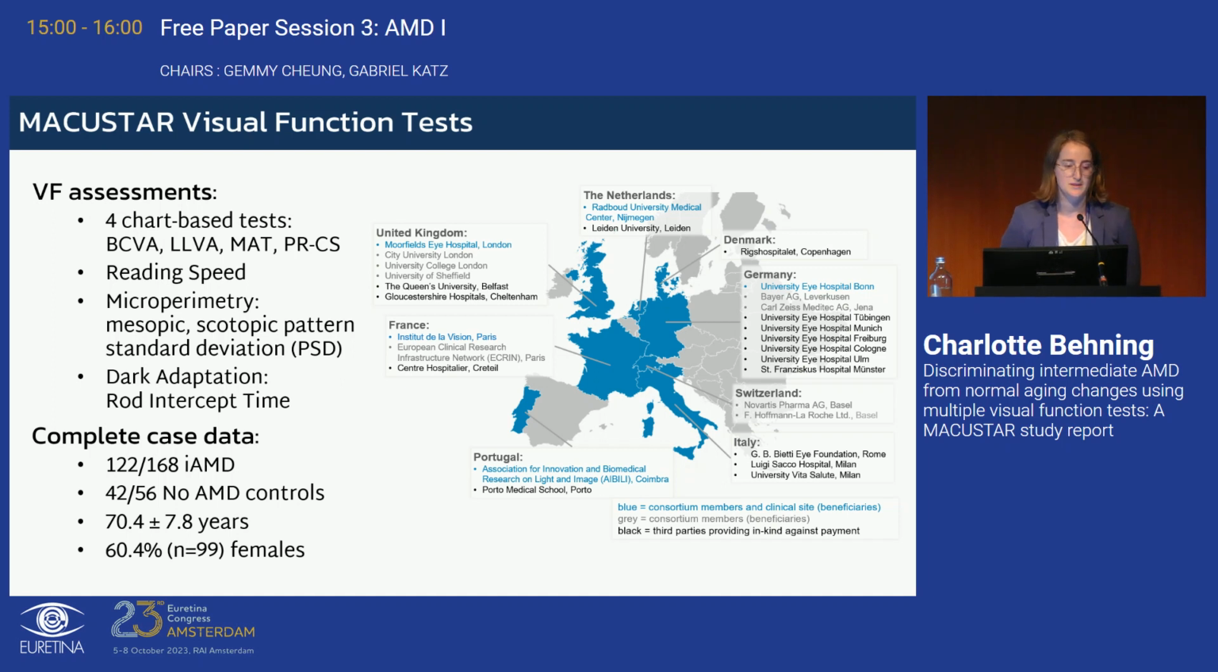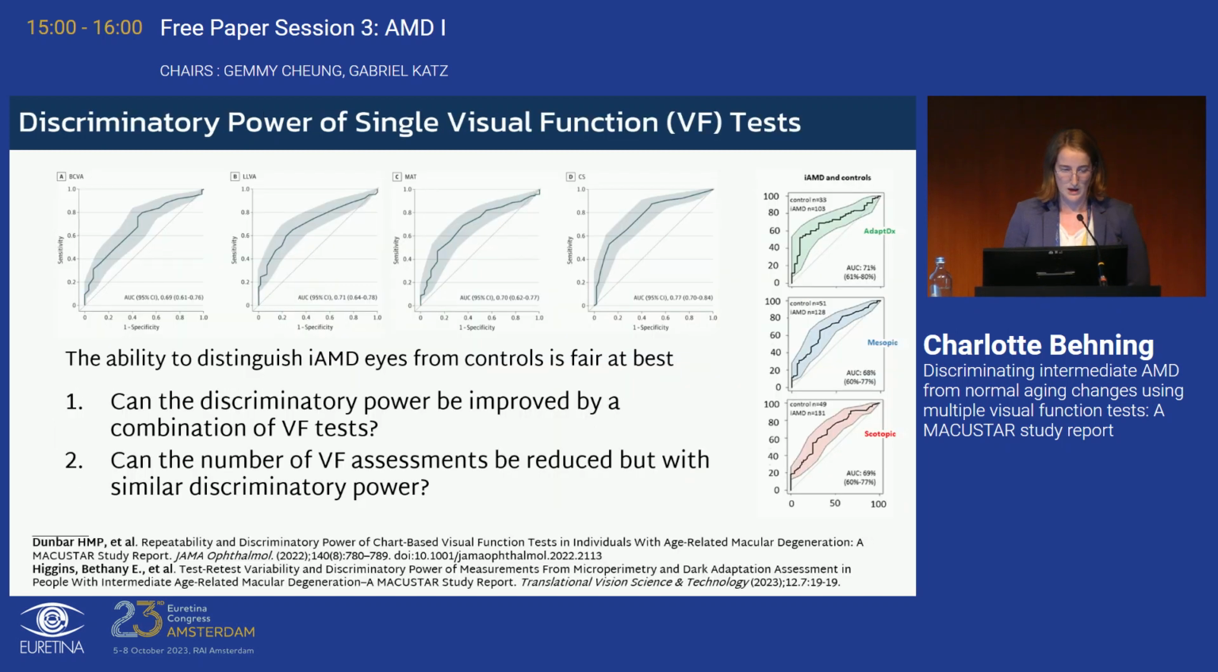To compare the discriminatory ability of all these tests, we used the complete case data from this cross-sectional part, leaving 122 intermediate AMD patients and 42 controls in the analysis that completed all of the above exams. We previously published data on the discriminatory power of single visual function tests here.